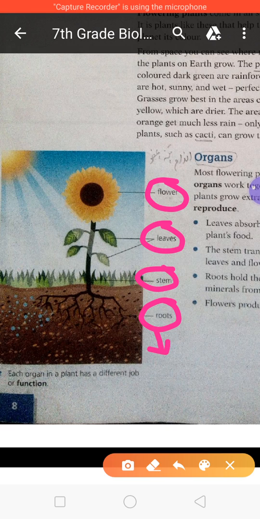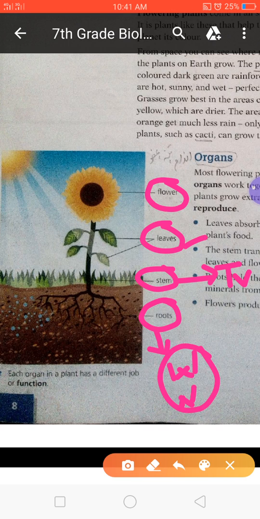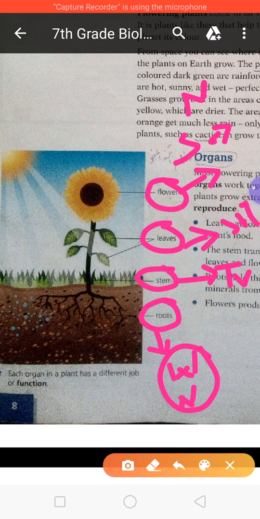Roots are responsible for the absorption of water and nutrients from the soil. Look, the stem is responsible for the transportation of these nutrients. And also, leaves are responsible for the absorption of sunlight and energy from the sunlight. And the flower is responsible for the production of seed, and seed is responsible for the production of a new plant. So, this was all about the functions of the different organs of a plant.